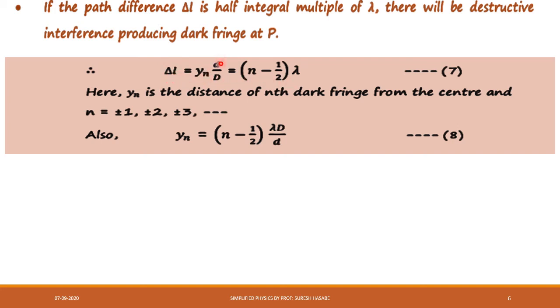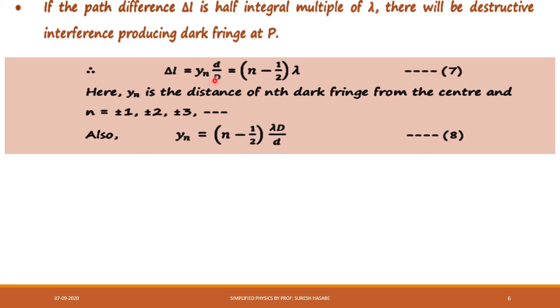Yn small d upon capital D, only y is replaced by Yn, and that is equal to (n minus 1 by 2) into lambda. This n minus 1 by 2 always gives an odd multiple there. That is (2n minus 1) upon 2, which is an odd number. Every time we are getting an odd number for any value of n, and at that time this half goes to this lambda there. That's why you can say odd integral multiple of lambda by 2 in this way.